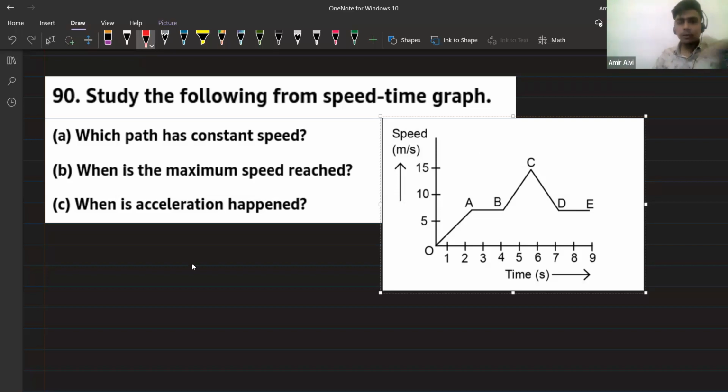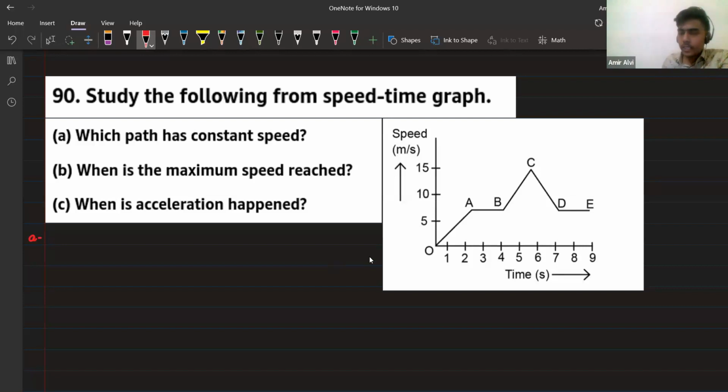Okay, so look at the screen, everyone. Those who have solved and those who have not as well. So the question is saying that which path has the constant speed. The question is saying that we have to study this graph and find out which one is basically showing the constant speed.